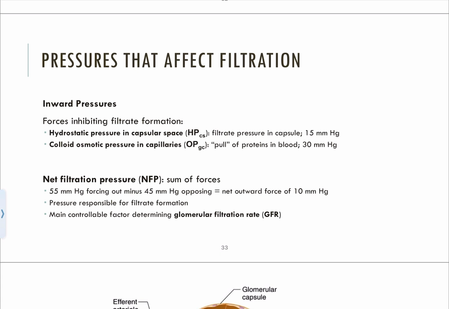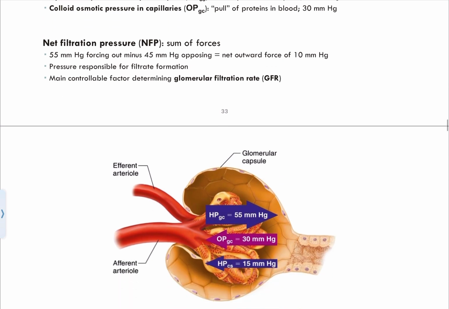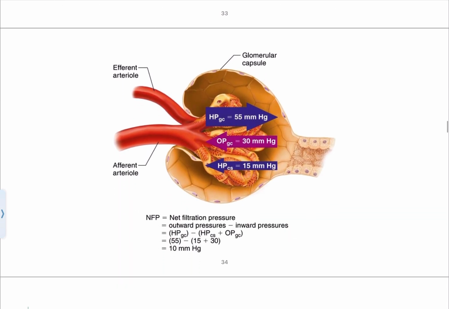So like I mentioned, our outward pressure, the hydrostatic pressure in the glomerular capillaries, is about 55 millimeters of mercury, acting to push out our filtrate into the capsule. And then we have inward pressures trying to take the filtrate that's in the capsule and push it back into the capillaries. Collectively, the two inward pressures are about 45 millimeters of mercury. So we still get a net outward force of about 10 millimeters of mercury. So that's the pressure that we're using to push the filtrate from the blood into the capsule itself.